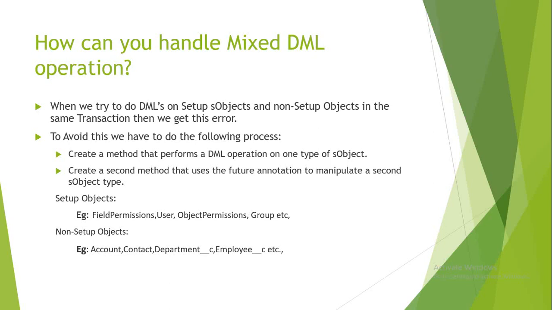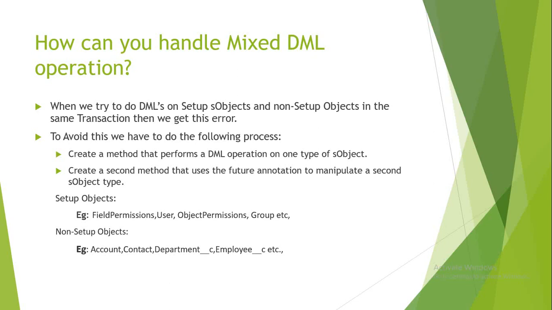First thing is, you create a method that performs DML operation on one type of sObject. It may be non-setup or setup. And then you create another method, a second method, that uses the future annotation. That means you have to create a future method to manipulate the second sObject type. It may be a non-setup or setup object. Then you can avoid this kind of situation.